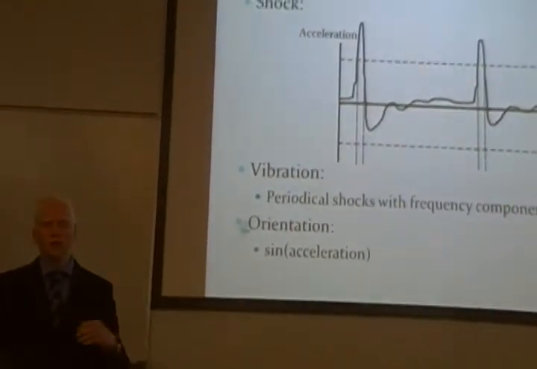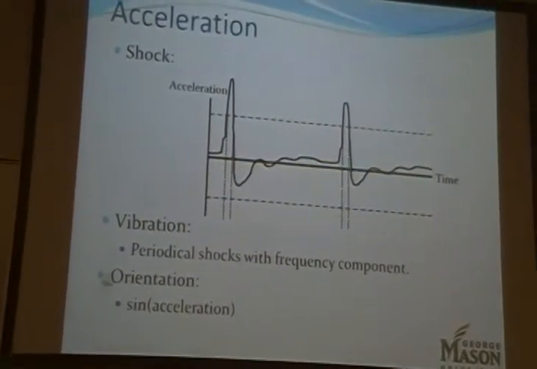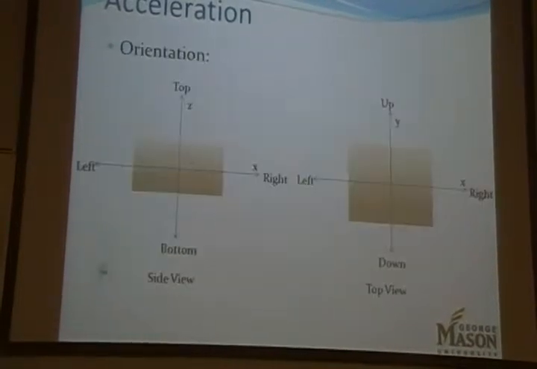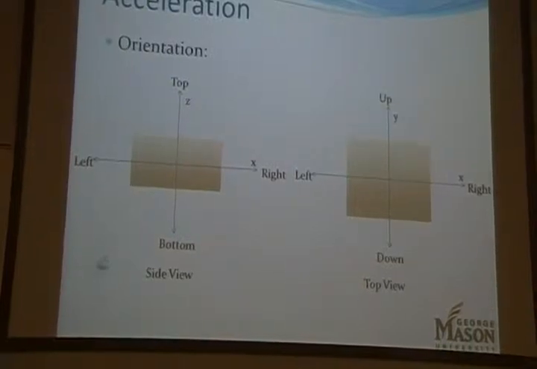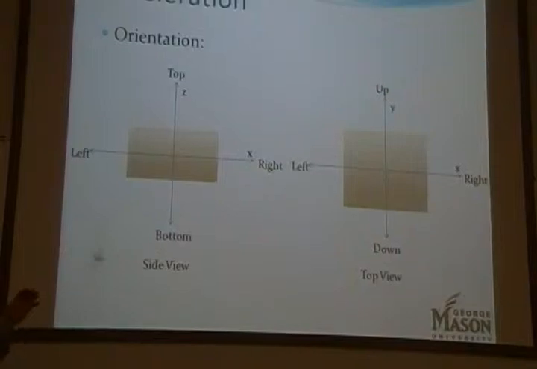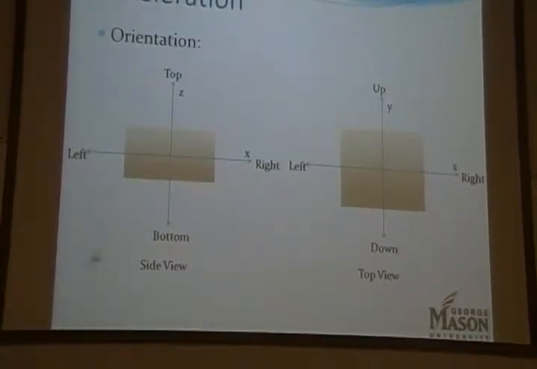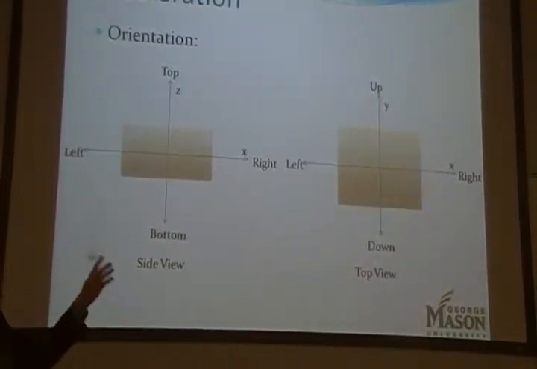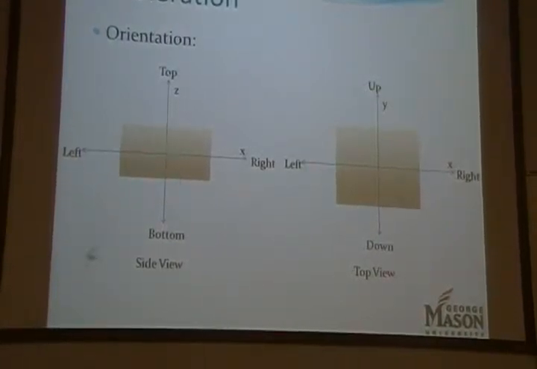For orientation, we get the sign of the acceleration, which is in G's, and that's the orientation on an axis. This is the convention we use to sample our data. This is the side view. We have the x and y axes. X is right and left, Y is top and bottom, or positive and negative. And for our top view, we just have top and bottom for the z-axis.